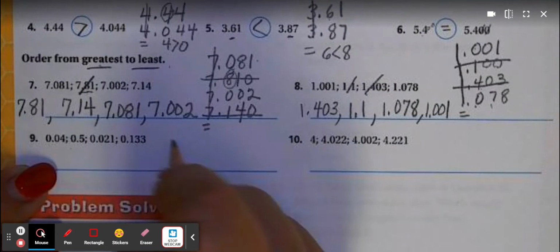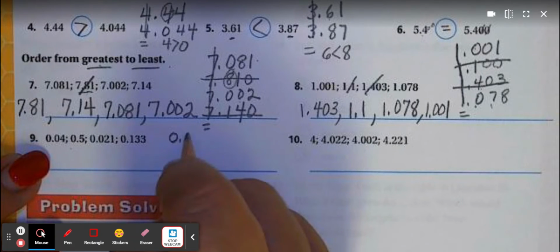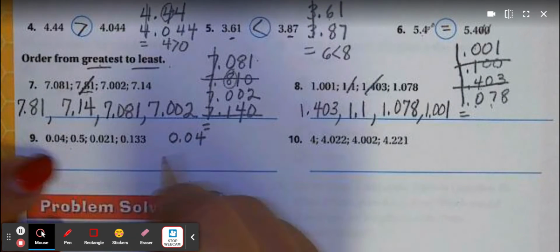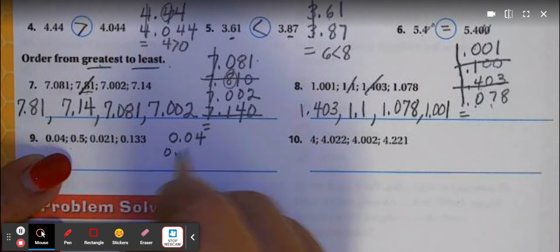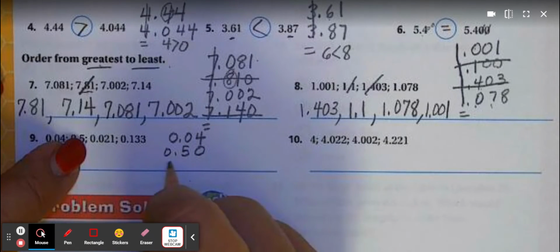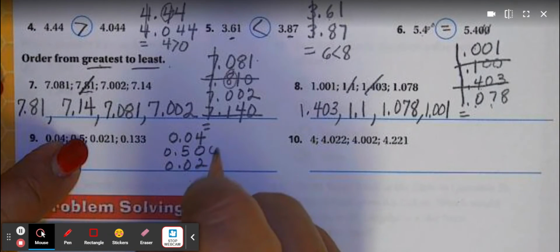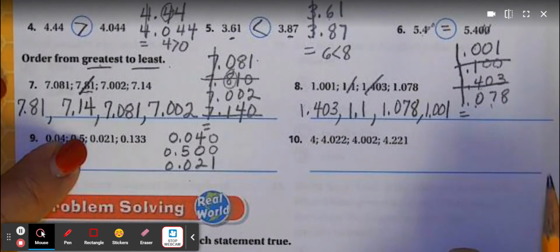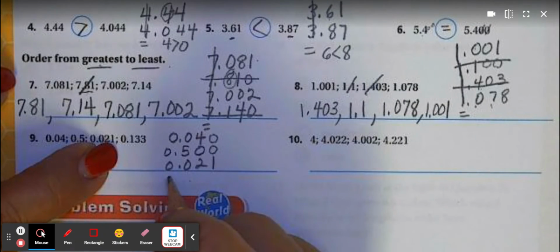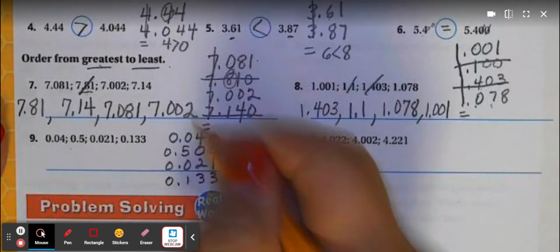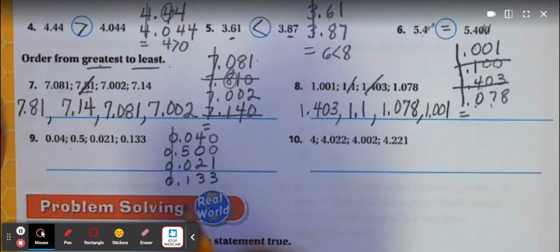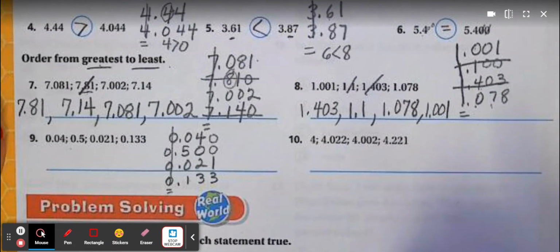Let's go with this one here. I start off with 4 hundredths. Then I have 5 tenths, and 0 is my hero. The next one is 21 thousandths, and I'm going to place a 0 here and a 0 here to fill the spot in. And the last one is 133 thousandths. I can see in the ones place, I have all zeros, so I'm crossing that out.